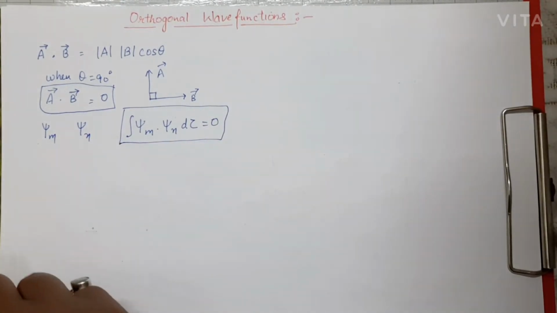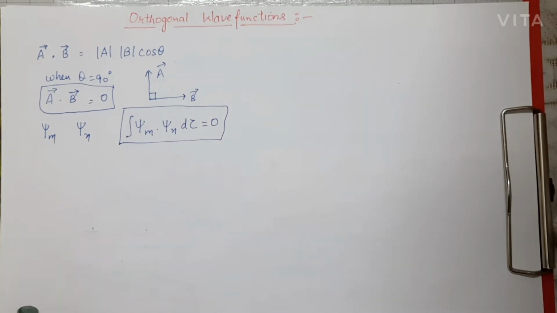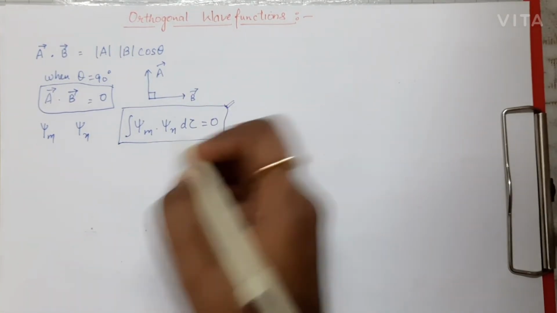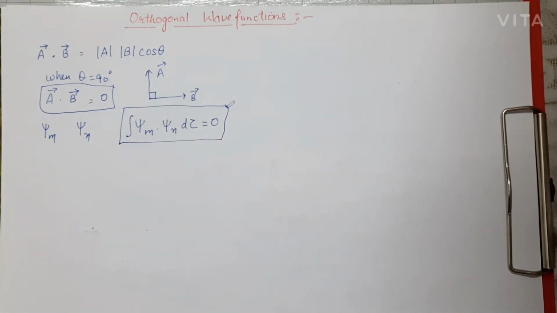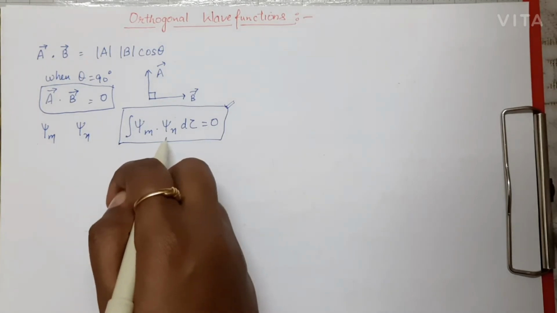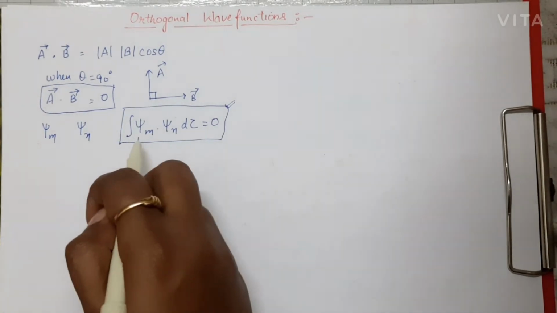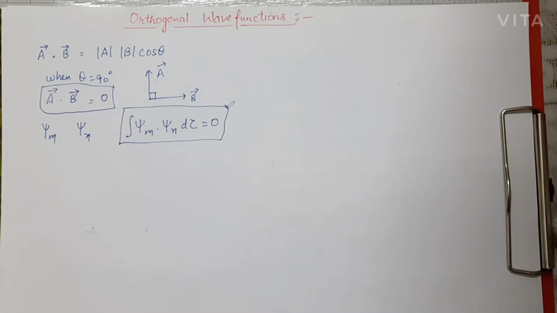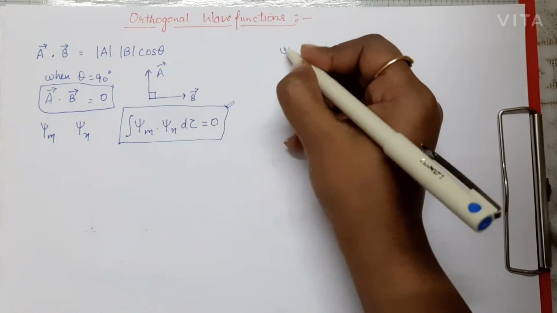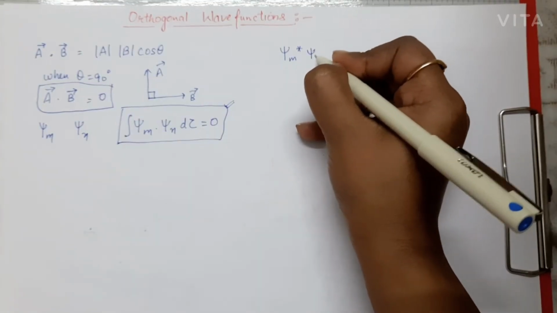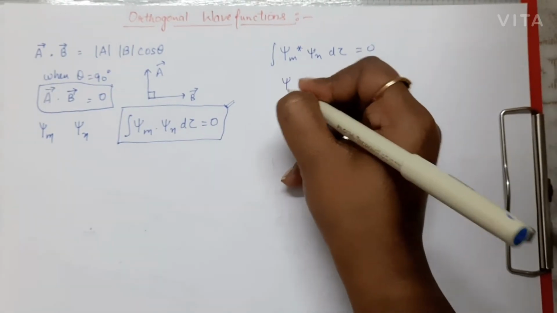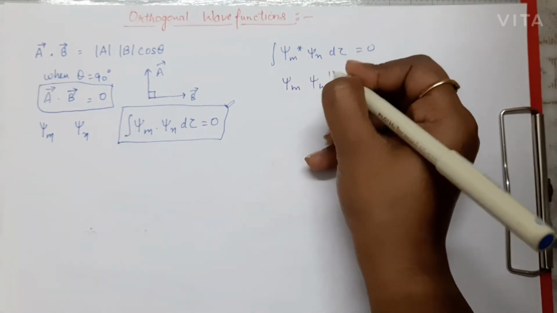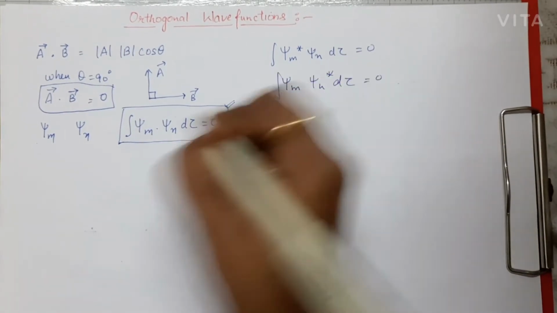If two wave functions are orthogonal to each other, they will follow this particular formula. This is the condition for orthogonality of two wave functions. So psi m and psi n will be orthogonal if they follow this equation, okay? Also you can say that the integral of psi m star psi n d tau is equal to 0, or the integral of psi m psi n star d tau is also going to be equal to 0.